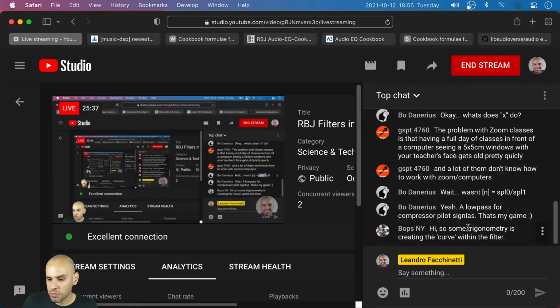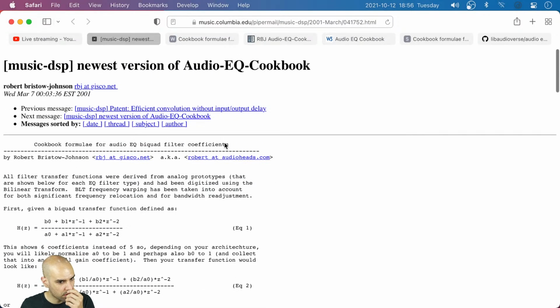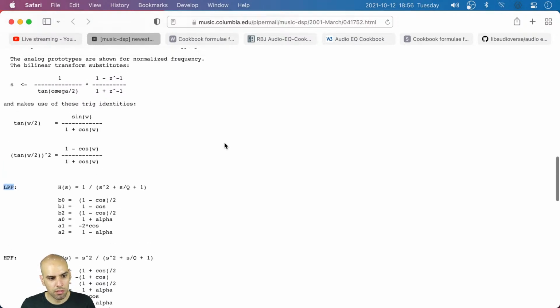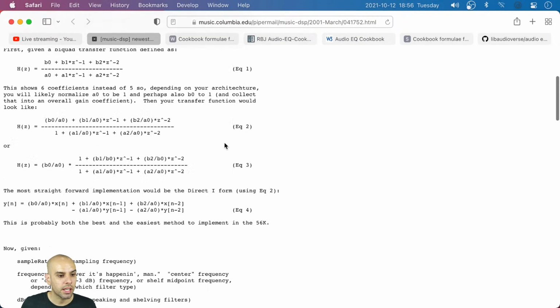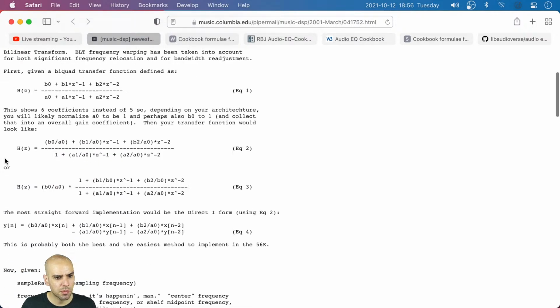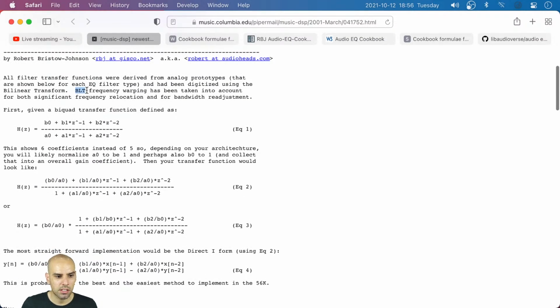Hi. So some trigonometry is creating the curve within the filter. Yes. There is a bit of history, and I guess I can go into that, about how these equations come about, because if you just look at them, how does one figure these things out? Robert kind of explains this here, but for the non-initiated, it doesn't really make sense. Like, for instance, when he talks about BLT, Bilinear Transform, what is that about?